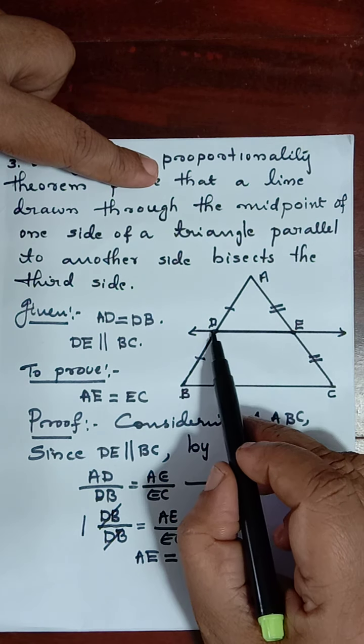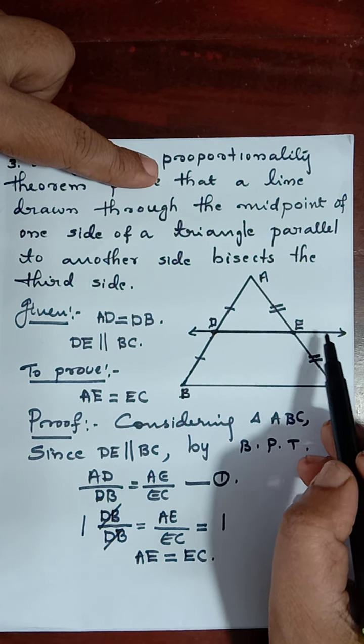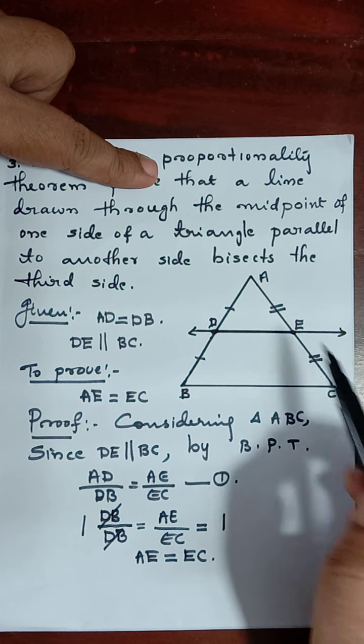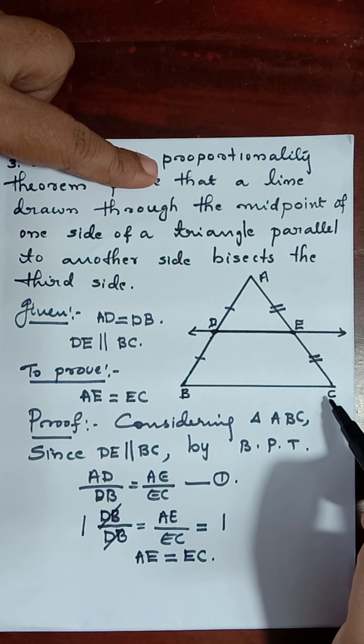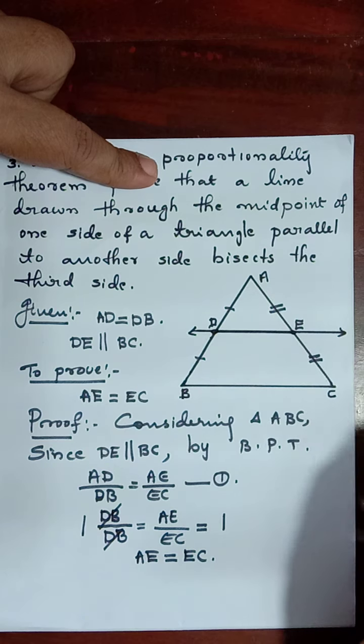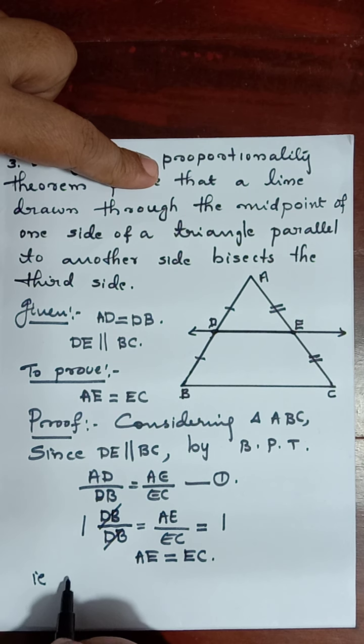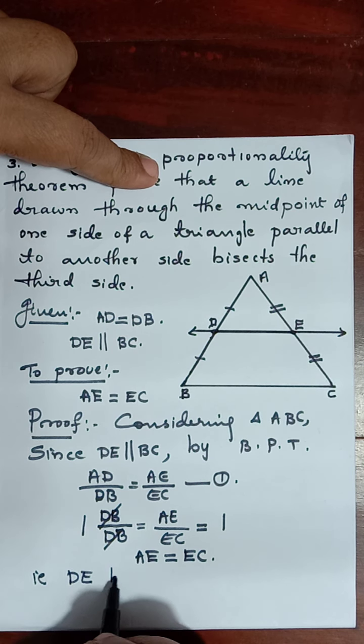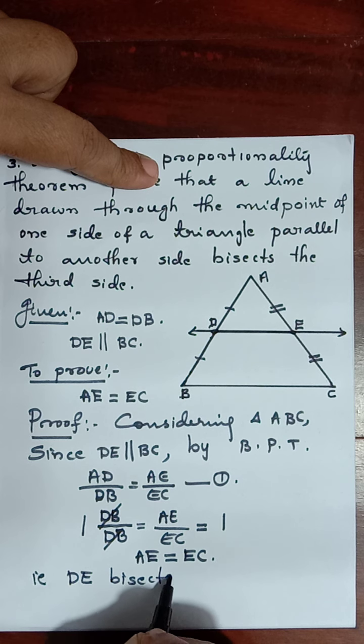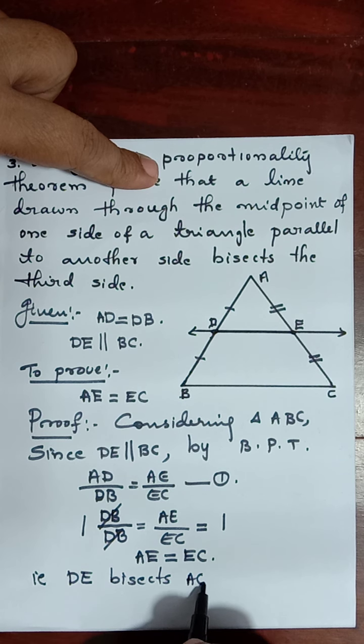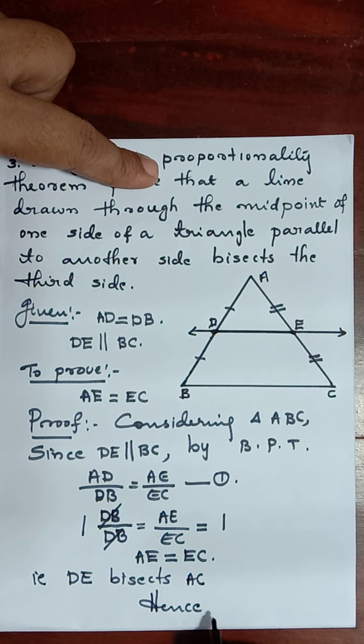That means line DE is bisecting AC as AE equal to EC. That is proved now. That is, DE bisects AC. Hence proved. This is how we are proving. Hence proved. So very simple.